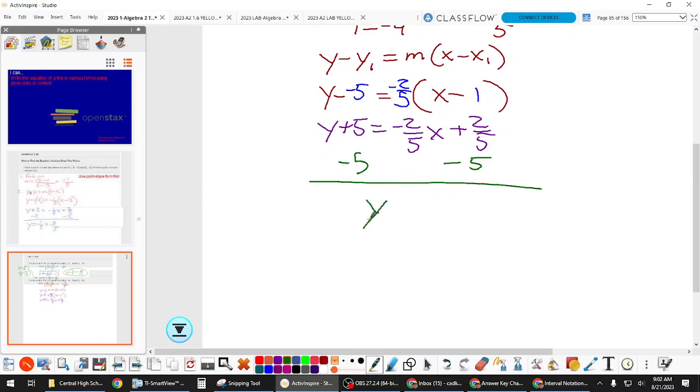How many fifths? Since we're dealing with fifths, how many fifths is 5 wholes? That is taking off 25 fifths, right? So 2 fifths minus 25 fifths is negative 23 fifths. And again, if you did decimals, I wouldn't necessarily recommend that, but if you did, this would be negative 0.4x and then minus 4 point, what is that? 6? Minus 4.6.